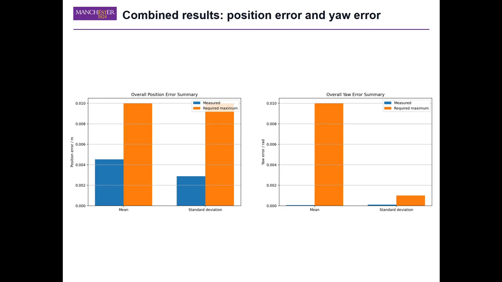These plots show the desired values and the actual values of the position and yaw error parameters. Position error mean converges to about 0.0045. The standard deviation of the position error converges to 0.003. The second diagram shows that yaw error mean is negligible compared to the desired value, while the yaw standard deviation converges to a value lower than 0.001.